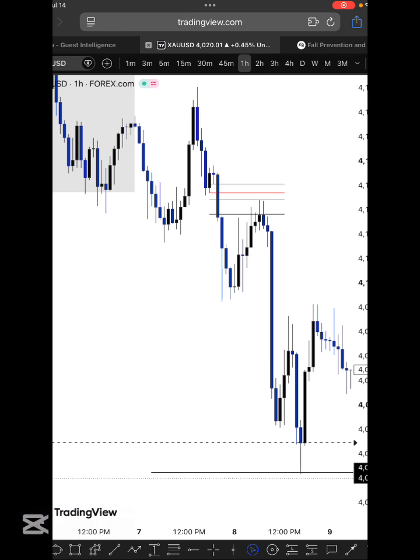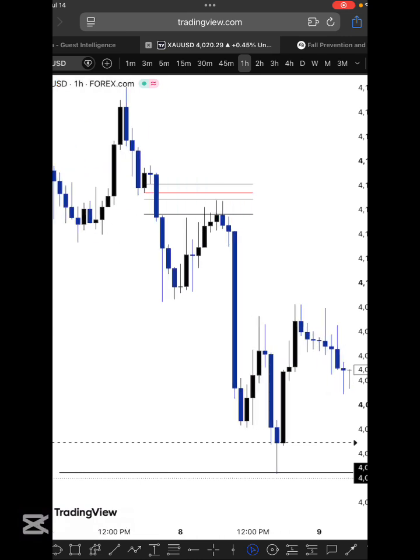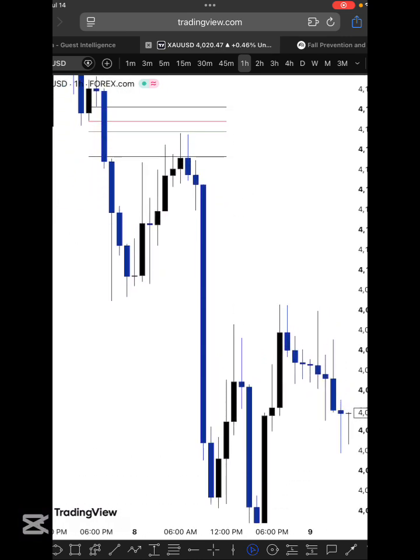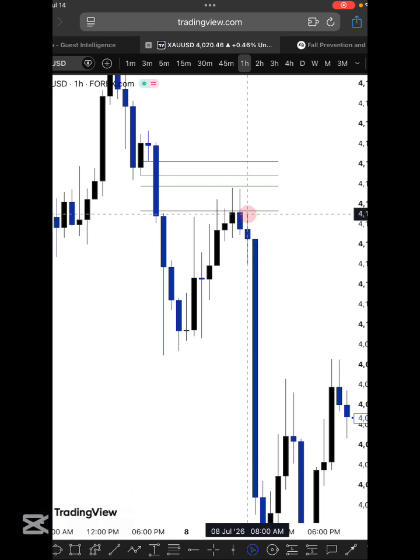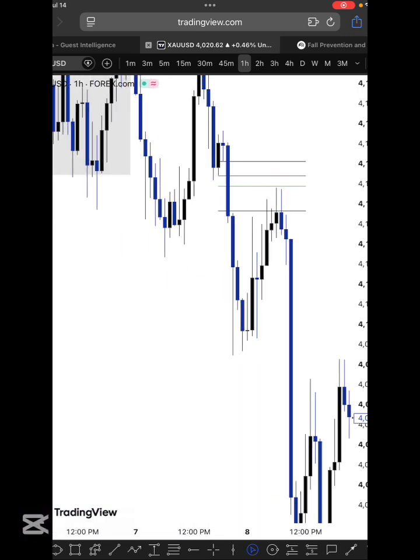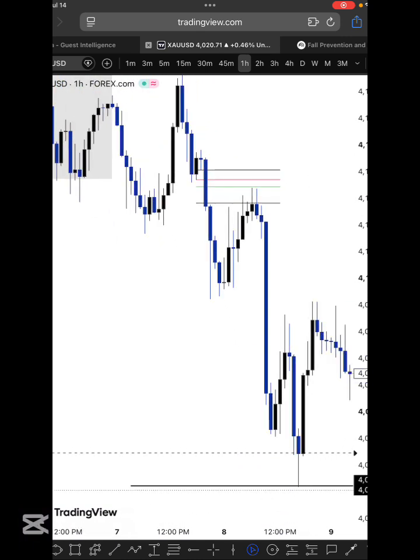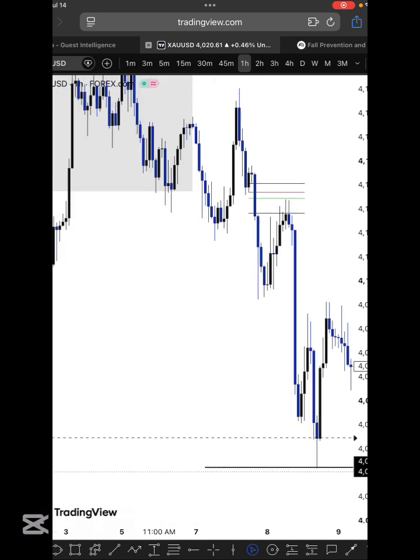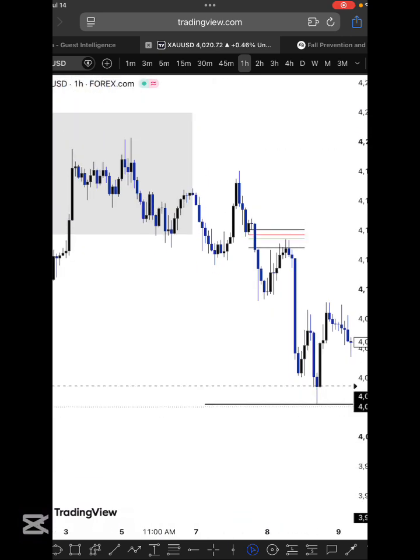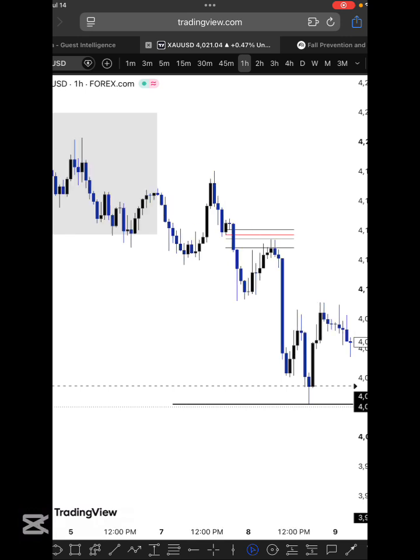Alright, so let me remove this guy. Discover that even though this guy did not get to the 50% of the fair value gap, it's almost right. So what we are going to do is go to the lower time frame. This is the 1 hour time frame. Remember, we already know that we are bearish. That's why we want to sell.